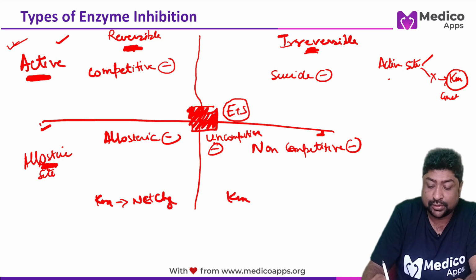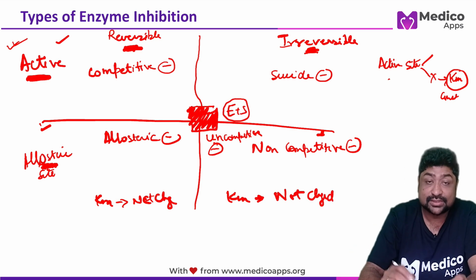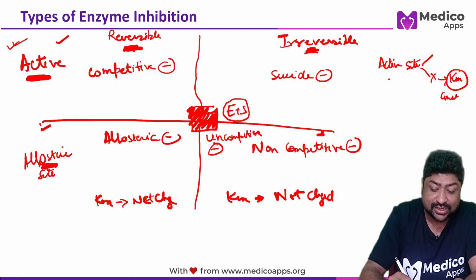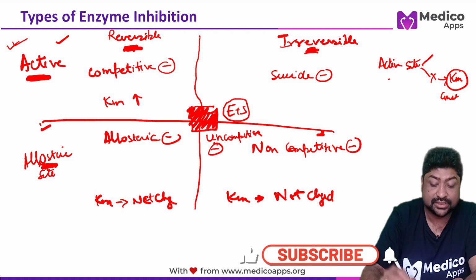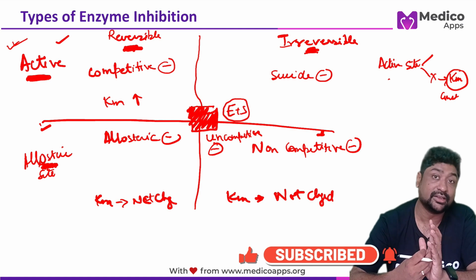Okay, Km value will not change. So what about this? In this case, when something is attacking the active site but it's reversible, the Km value will be increased. What does that mean? The affinity of the substrate and the enzyme will be decreased.